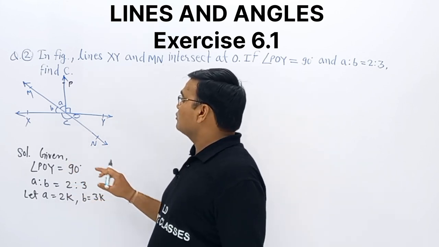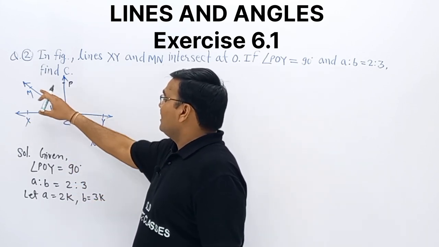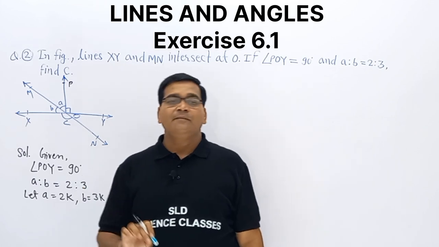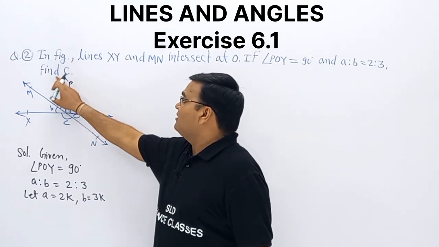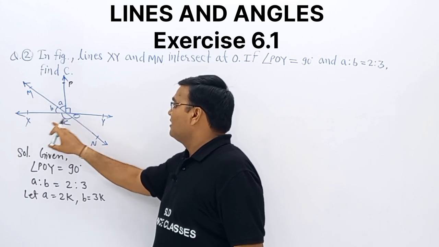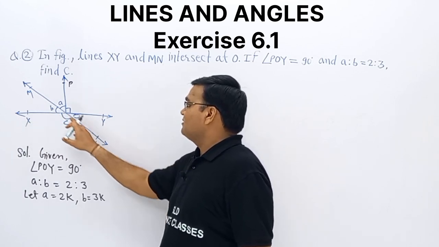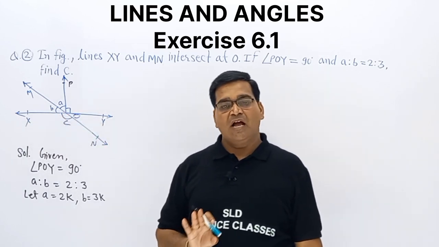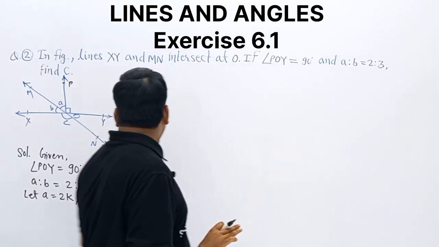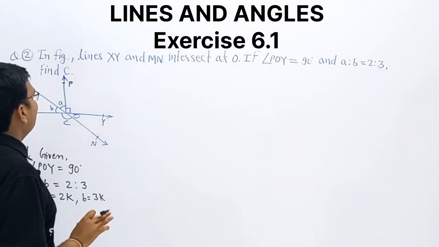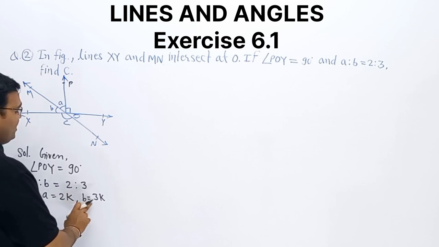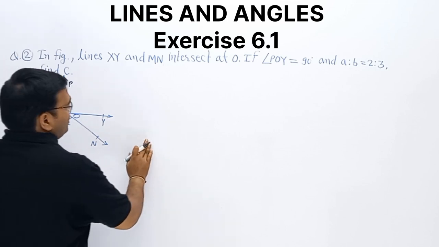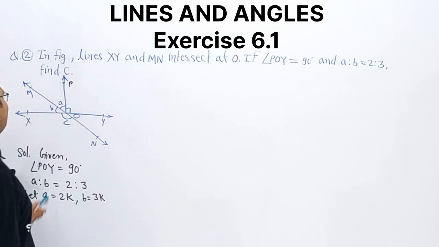And one more thing, XY and MN are intersecting lines. What do we want? We want to find C. We want to find this angle XON. This angle C we want to find. Our task is this one. So we have written the given data and we assumed A equal to 2K and B equal to 3K.